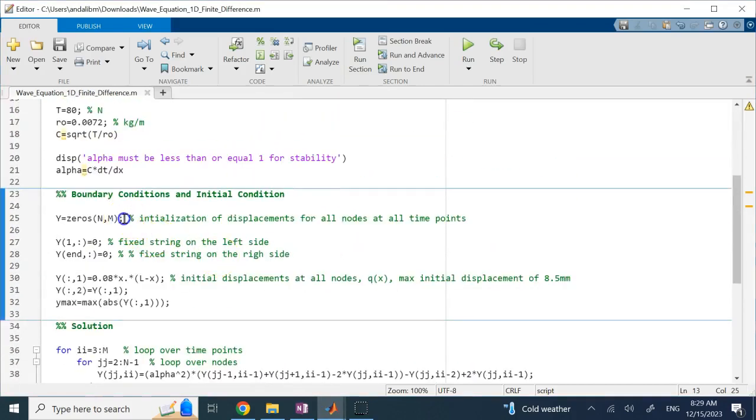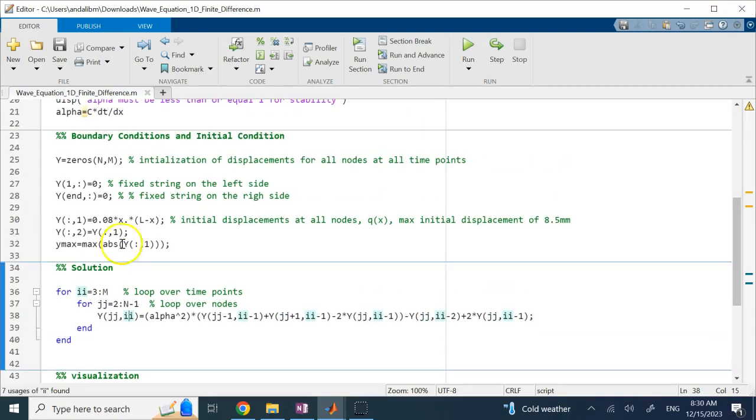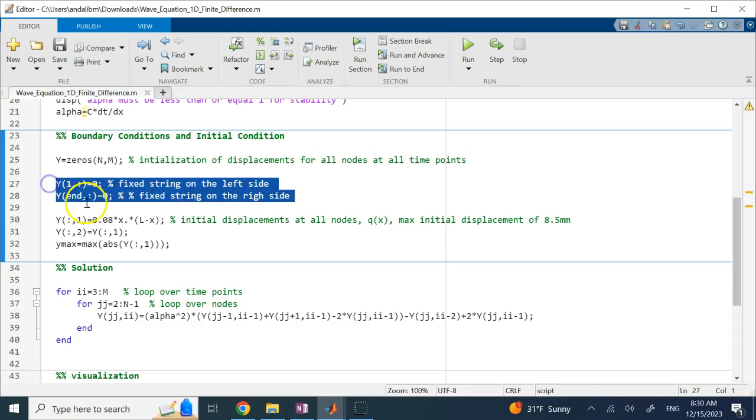Then here I started my Y. For my Y, the jj represents the node location, and ii represents the time step. So it's Y of X and T. You see that I started all of them at 0 with size N and M, where N is the number of nodes and M is the number of time steps. So I pre-allocated Y with all 0, and then I start filling it. Here you see Y at node 1 and the end node at any time point is 0. These are our boundary conditions.